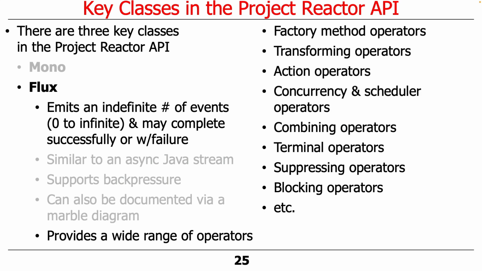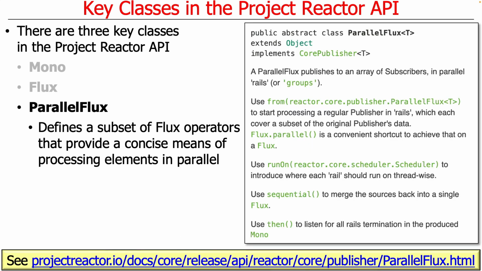There are also a wide range of operators for fluxes, just like there are a wide range of operators for monos. Pretty much the same kinds of things in terms of creating fluxes, transforming them, scheduling them in background thread pools, combining things. There's also something called a terminal operator, which is a little different from a flux. We'll talk more about terminal operators. They're very important to understand the overall concept of reactive programming, and some blocking operators. In general, for both monos and fluxes, you don't want to block unless you absolutely have to, because otherwise you miss the whole point of using the asynchronous features of reactive streams.